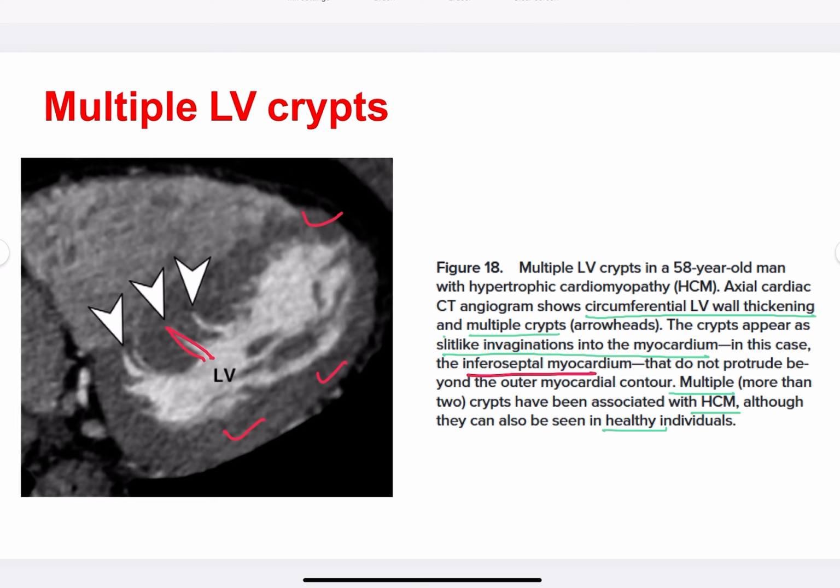Some say when these are multiple, that is more than two, they are associated with hypertrophic cardiomyopathy, but it is not proven, and some even say they can be seen in healthy individuals. So this was an example of multiple left ventricular crypts.